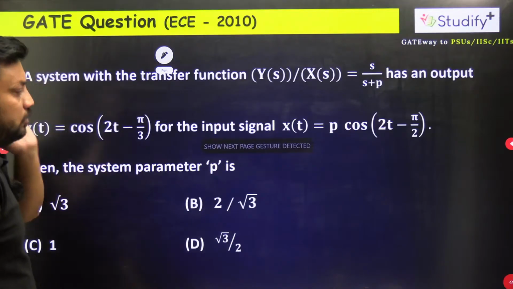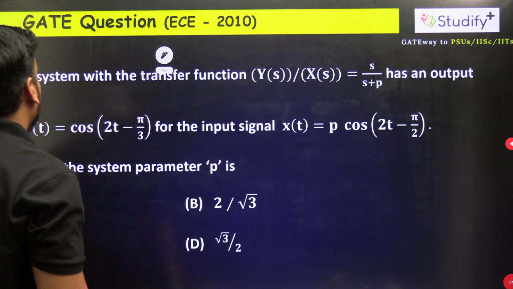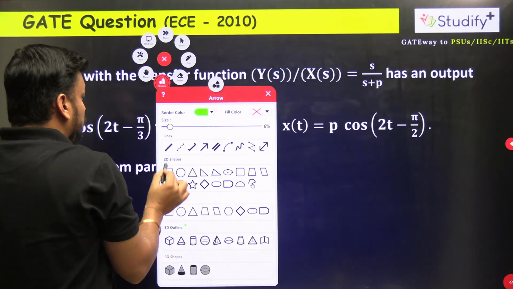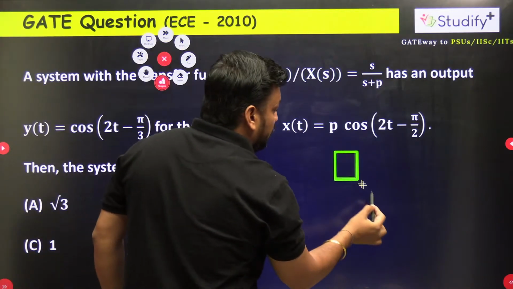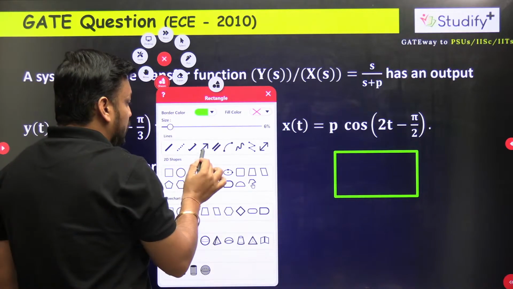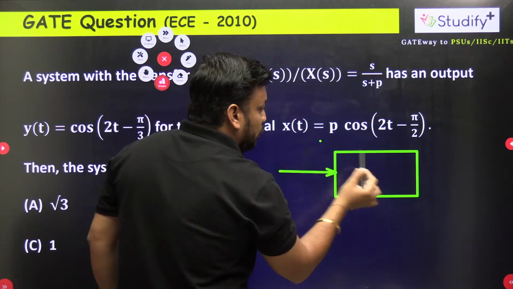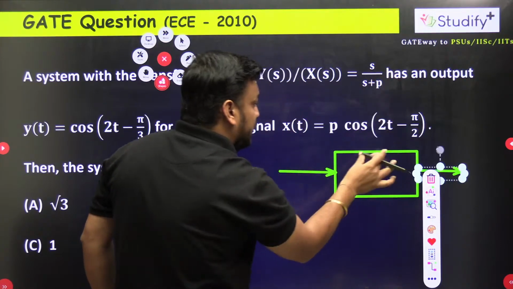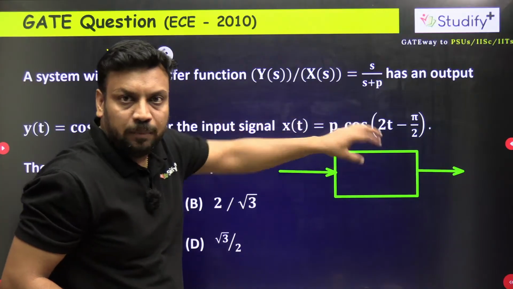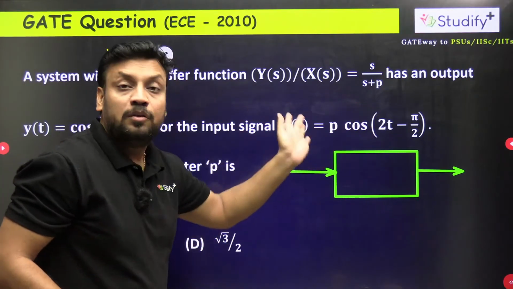Okay, one more beautiful question. A system with this transfer function. As I already told you, such type of question whenever it comes, you can try to visualize like this. Because we are in the learning stage, I will make this diagram. But in the GATE exam, you can visualize the transfer function in a box. From the left side the input is coming. So what should be the output?